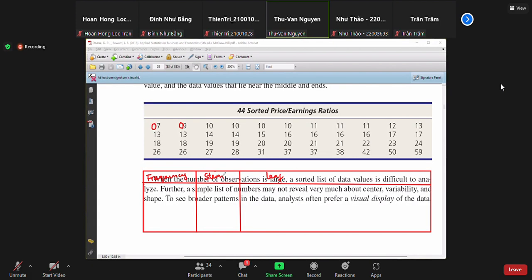So for example, here we start with the smallest one, 7. The stem will be 0, and the last digit will be 7. The last digit you have to write in the leaf column. And then number 9. You should use a space between the two leaves, but anyway, it's not necessary.